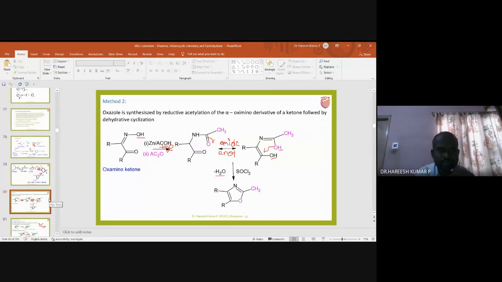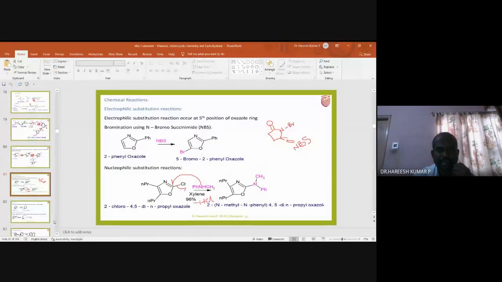So now I will take up electrophilic substitution reactions. I think you are familiar with the electrophilic substitution reaction. You know that NBS is a reagent, an electrophile, so it will act as a source of Br. The structure of NBS is this: CH2CO NH NBr.